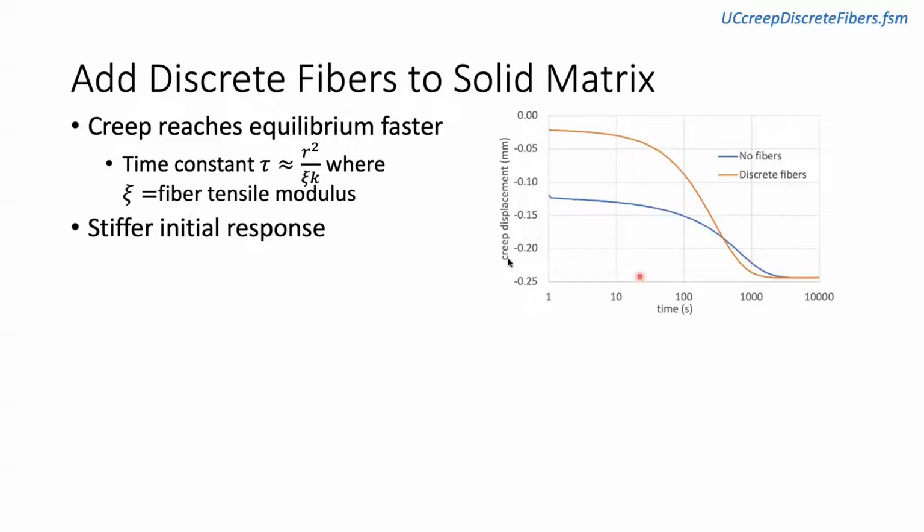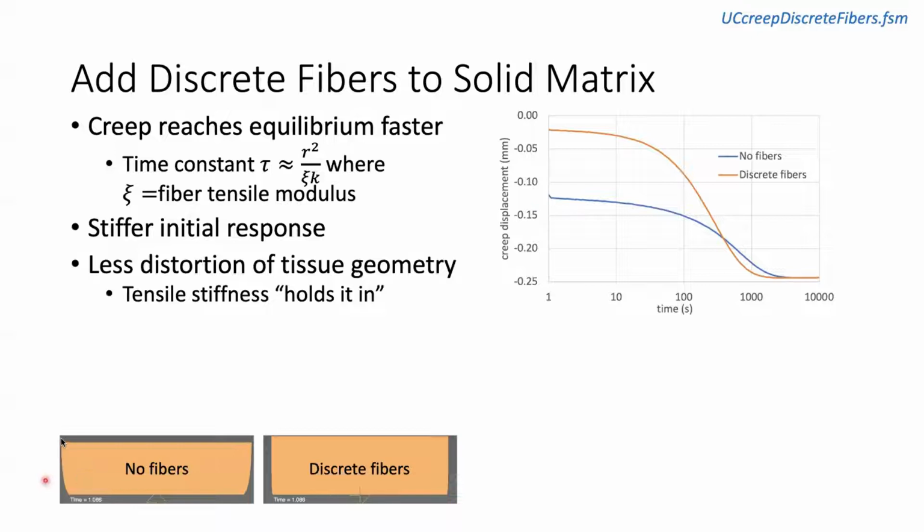This is the creep displacement, but on a logarithmic time scale. And this is the initial displacement at the end of 1 second for the discrete fiber. This is for the no fibers. Okay, so what we see is that initially, when you don't have fibers, then the tissue expands laterally a lot, which means it'll compress axially by a significant amount. That's this jump from 0 to this negative 0.12 millimeter here.